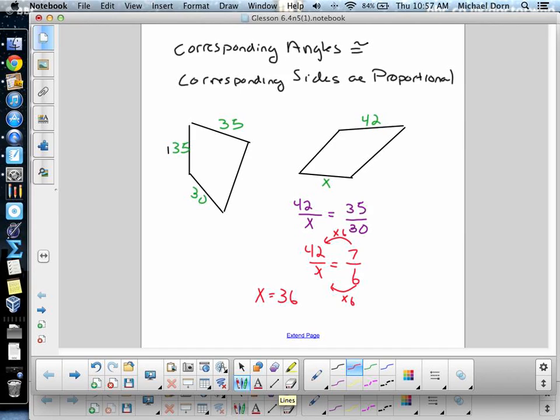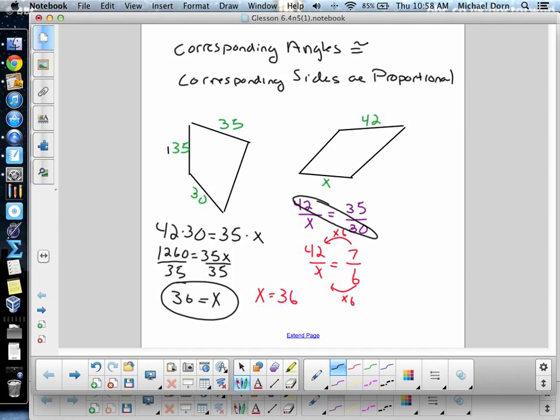If you didn't want to do the equivalent fractions and simplifying, you could just do straight up cross multiplying. You get 42 times 30 equals 35 times x. And you get some big numbers, but we got a calculator that can handle that too. 42 times 30 is 1260. We divide by 35, and guess what I'm going to get? X is, again, 36.